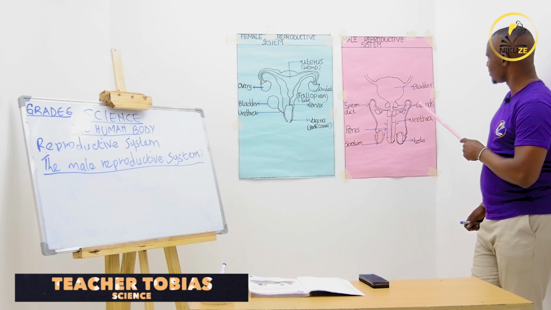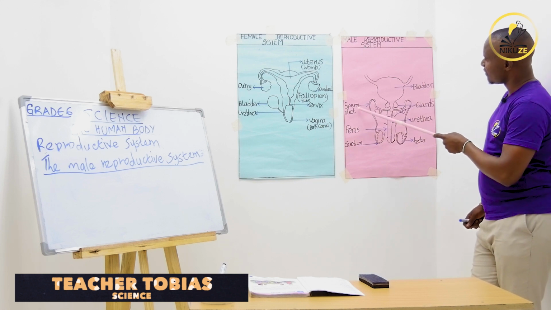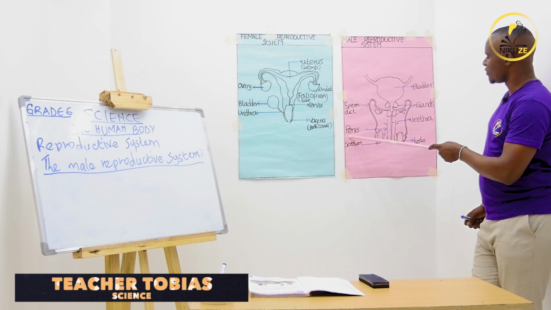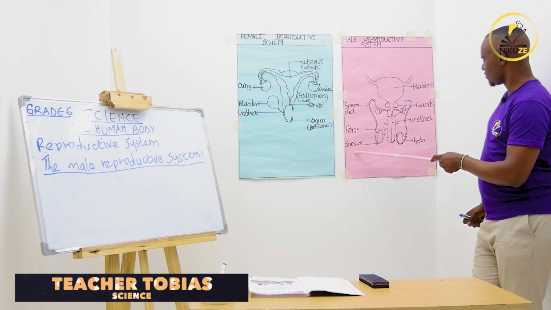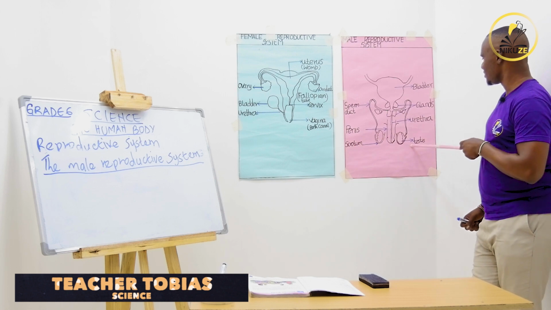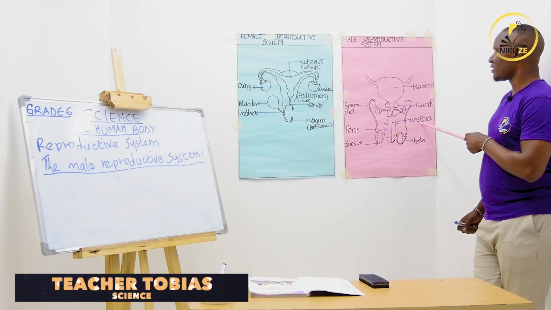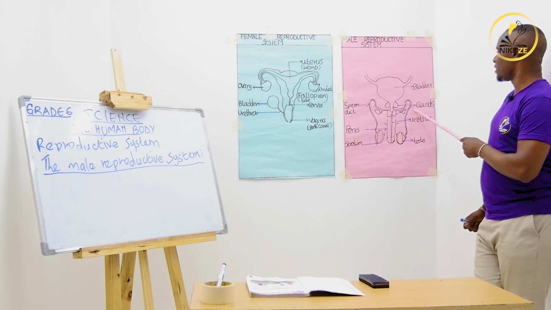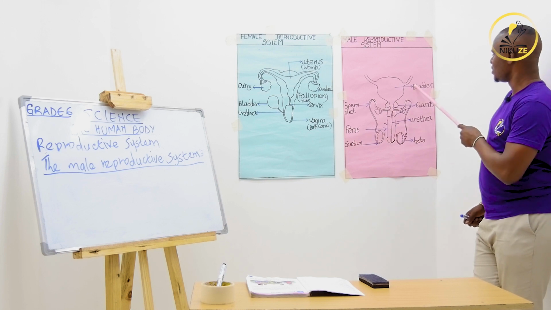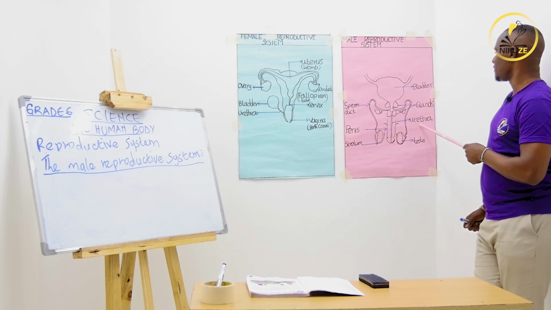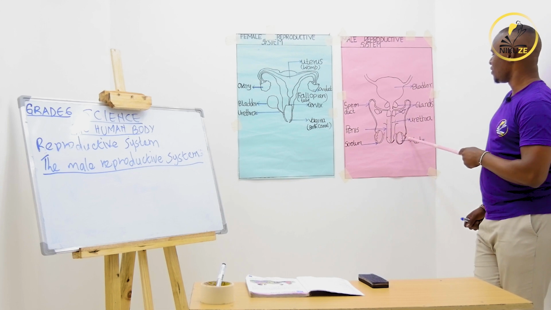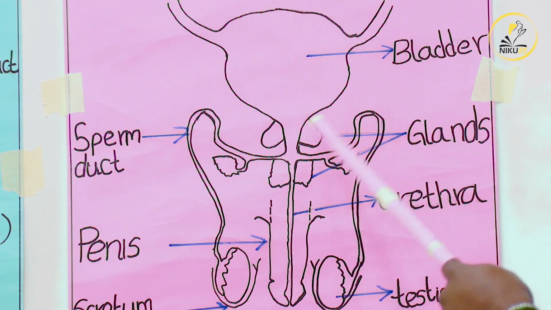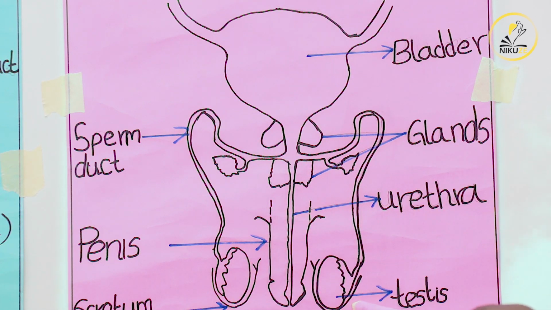From there, we have got the glands. Then we also have got the sperm duct, where sperms are produced. We also have got the penis, the scrotum, the testes, and finally the urethra. All these parts make up the male reproductive system. After which we'll see the function of each and every part, from the bladder to the testes all the way to the penis, and how each part helps the human being in the day-to-day activities of the body.